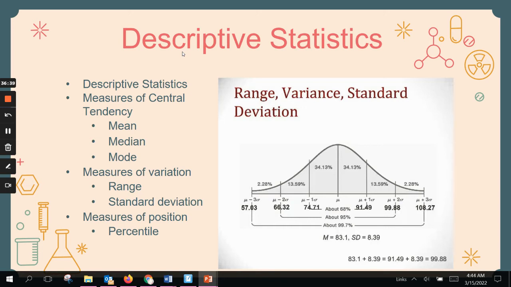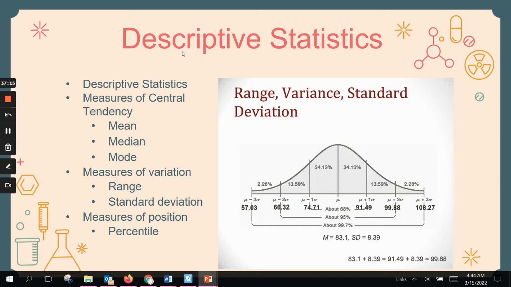Standard deviation is how much the average of each number deviates from the mean. On this normal curve, our standard deviation is 15. 34% of the population falls within one standard deviation on either side. 13.5% of the population falls within two standard deviations, and 2.28% falls within three standard deviations of the mean.